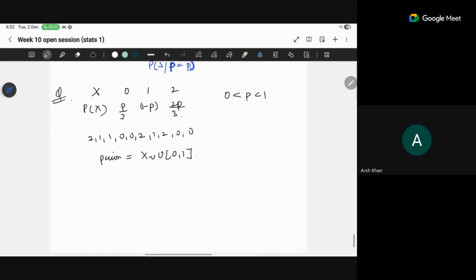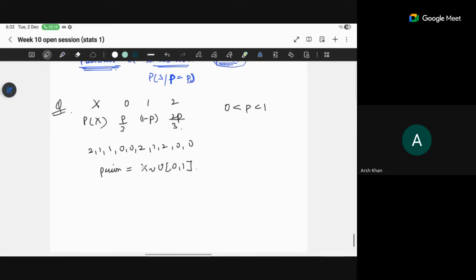Okay. Sorry, this is P, not the X. Okay, so X is a discrete random variable. We have the probabilities. Now this P is unknown to us. But we have been given prior knowledge, that P follows a uniform (0, 1).